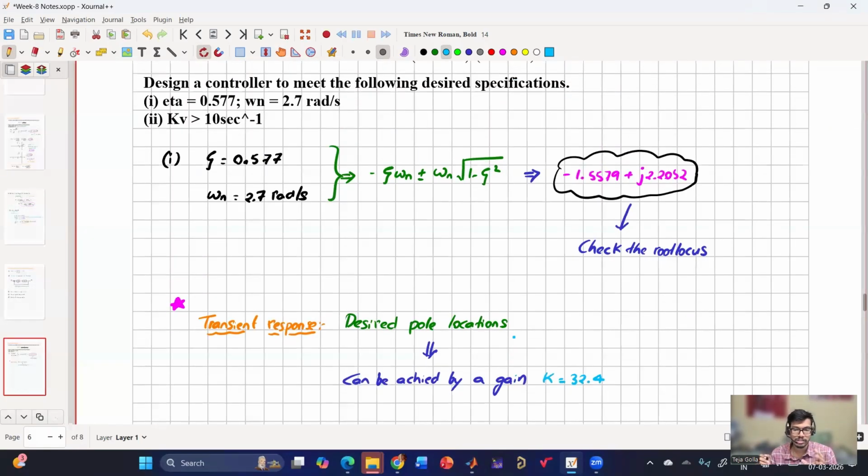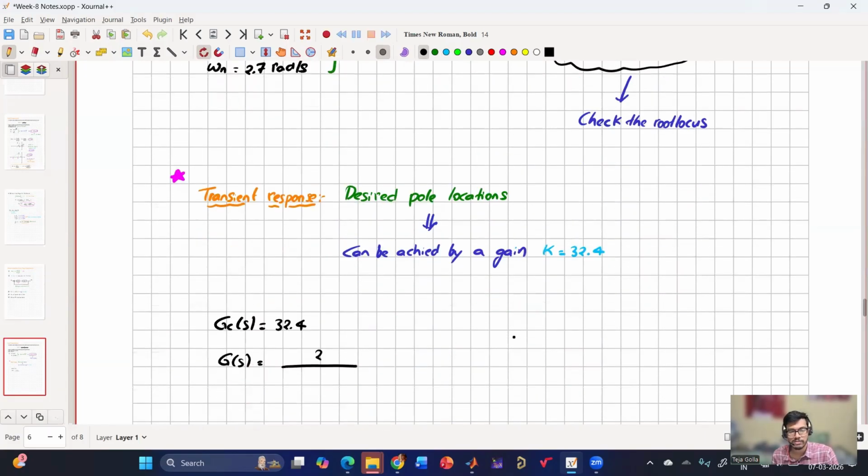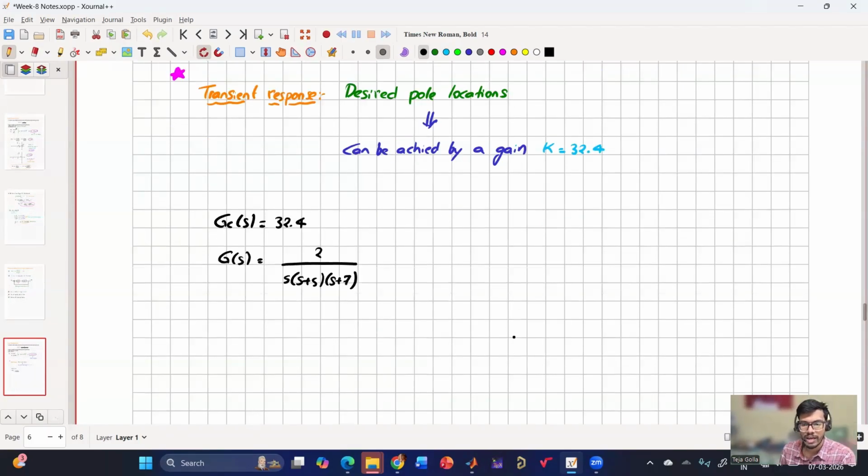But my requirement is not just the transient. It is also about the steady state error, and I am giving Kv should be greater than 10. So I will be checking. My Gc of s, I got it as a simple gain, which is 32.4. And my G of s is 2 by s into s plus 5 into s plus 7. So let us see what we are getting. We know that Kv is limit s tends to 0, s into Gc of s into G of s.